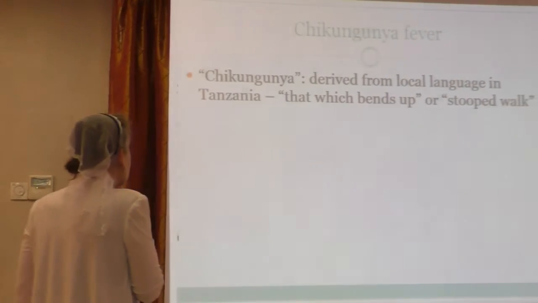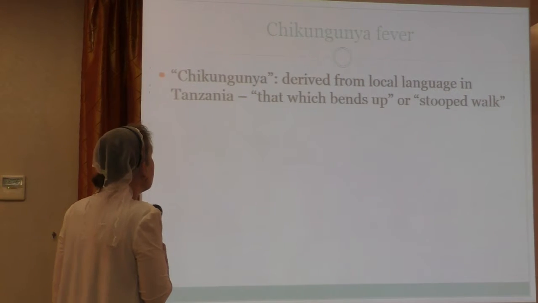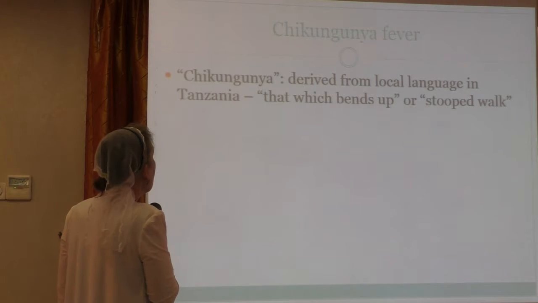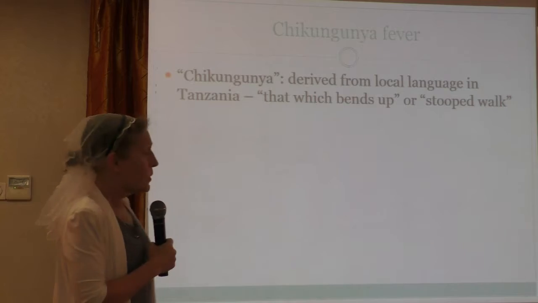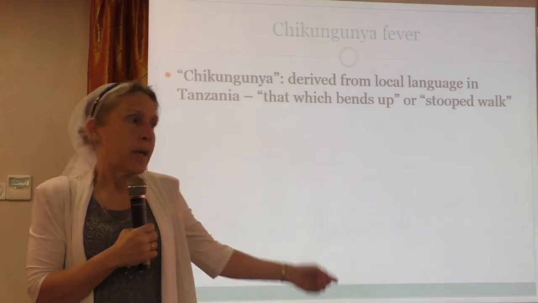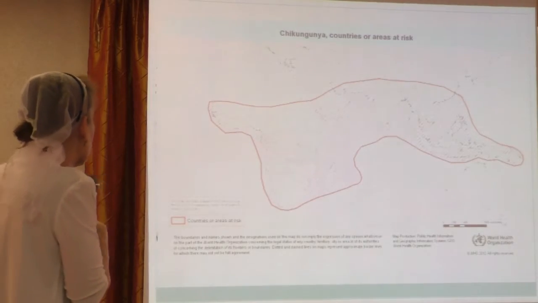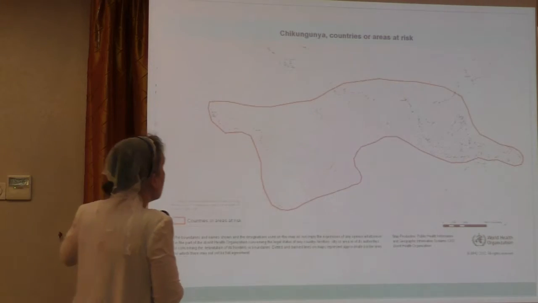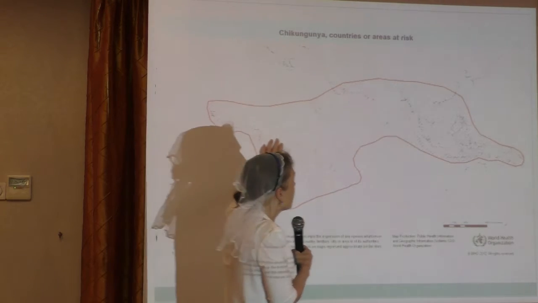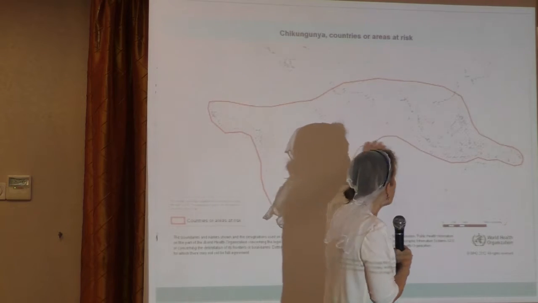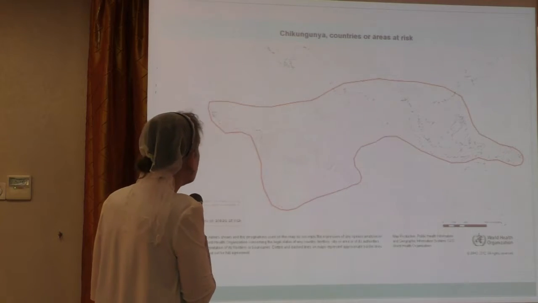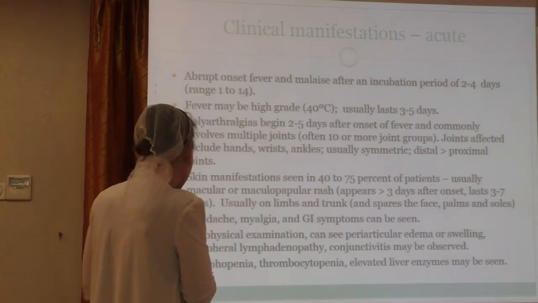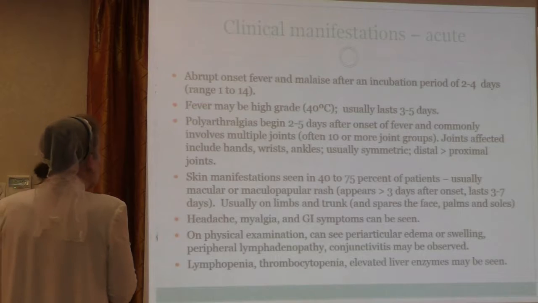Okay, so let's go on to a fever that you may not know as well, chikungunya. I don't know if I can even say that right. Yeah, it means stooped walk, in other words, sick person. So this is another viral illness that's transmitted by mosquitoes. To be honest, I can't see where that is, so I can't imagine that you could either. That one didn't show up very well.